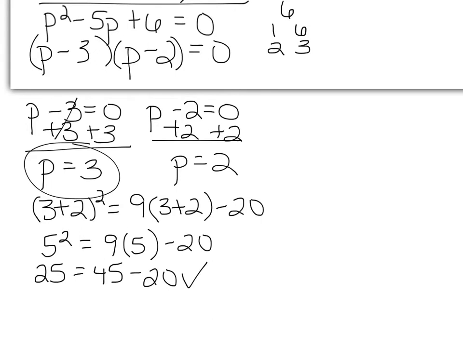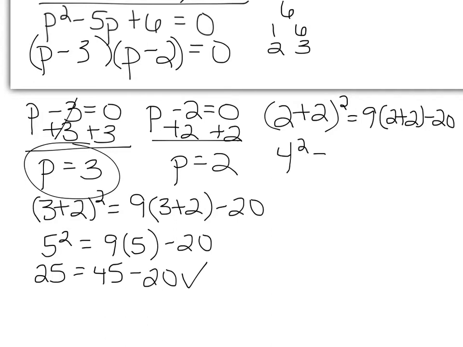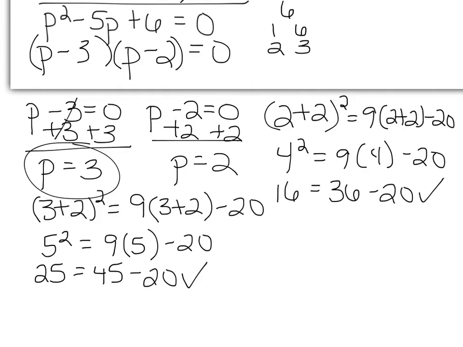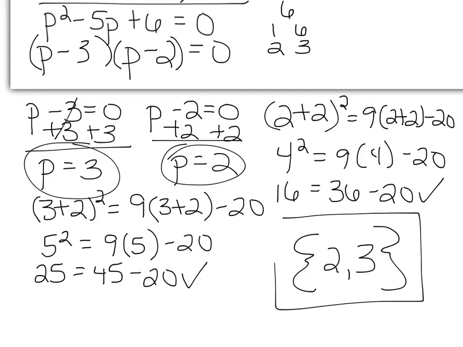Now let's try 2. So I've got 2 plus 2 squared equals 9 times 2 plus 2 minus 20. So this is 4 squared equals 9 times 4 minus 20. 4 squared is 16. 9 times 4 is 36. Is 36 minus 20 16? It sure is. So 2 is also a good answer. So 2, 3 is your answer.